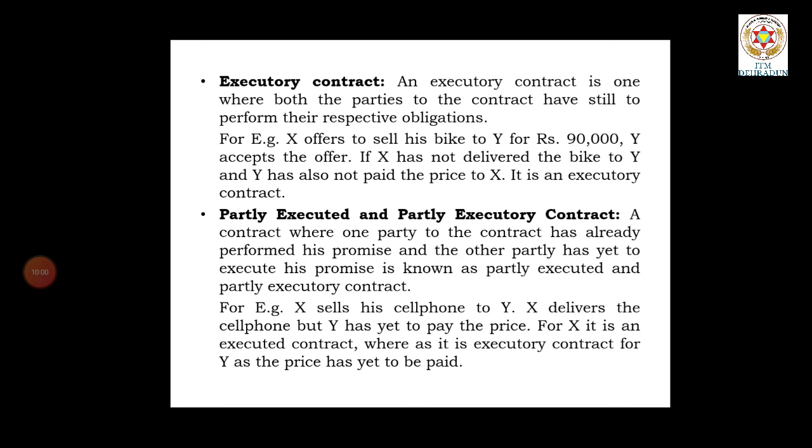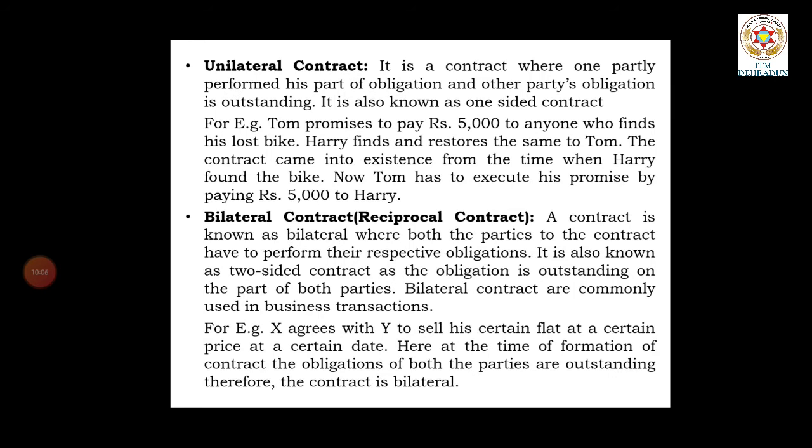For X it is an executed and for Y it is an executory contract. Then unilateral contract. Unilateral contract is a contract where one party performed his part of obligations and the other party's obligations are outstanding. It is also known as one-sided contract.